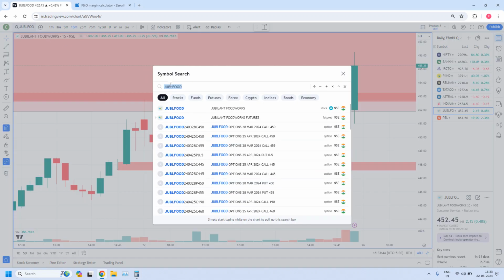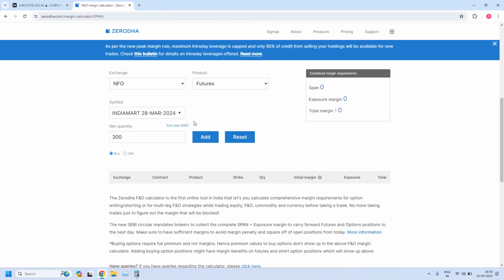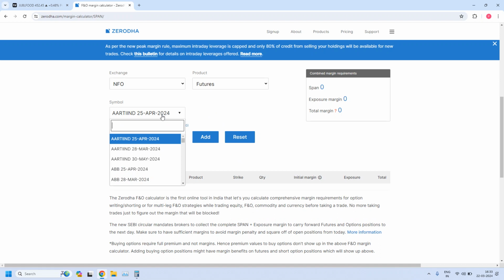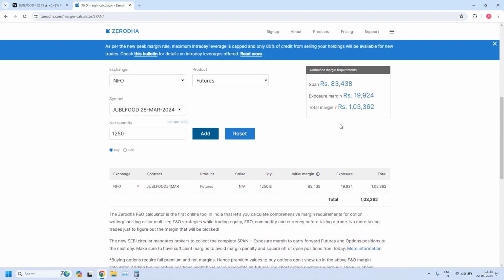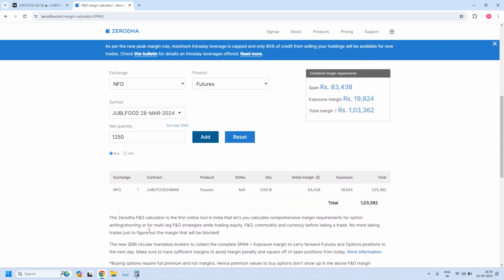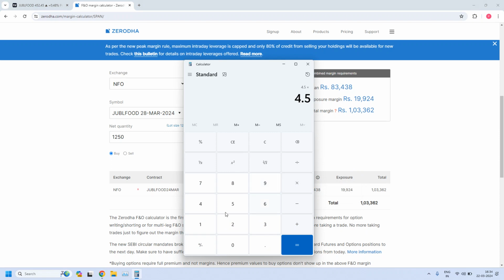Jubilant Foods. This is 1250 lot size. So 4.5 into 1250. You got 5,625 rupees profit. What is the ROI?